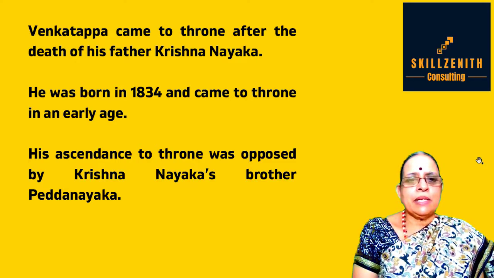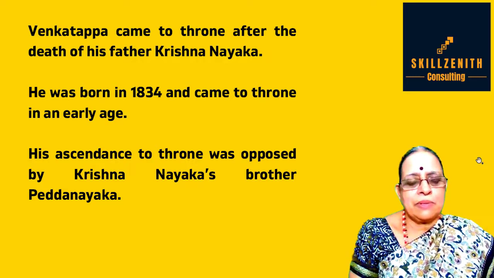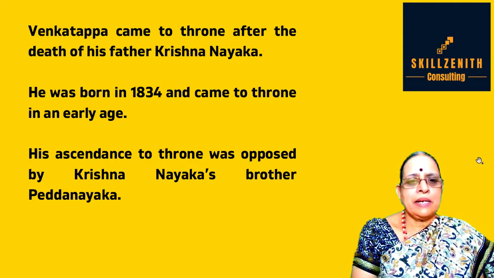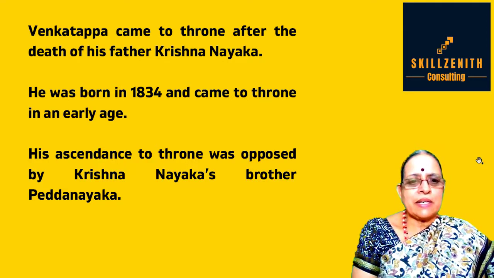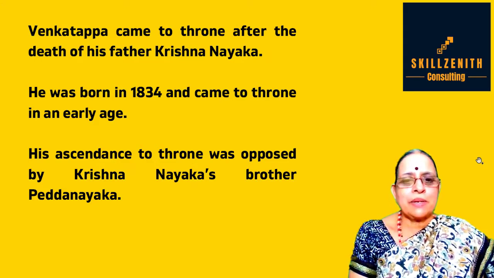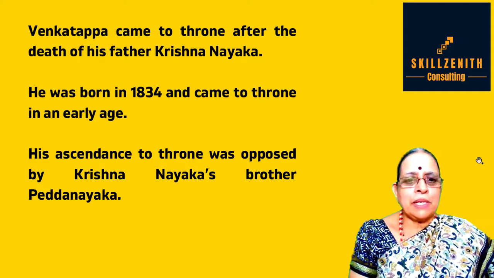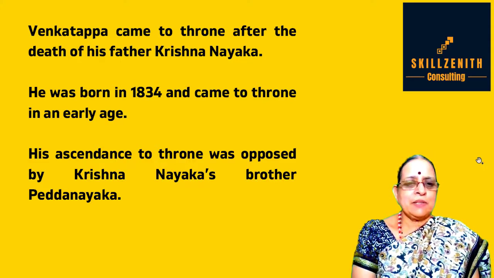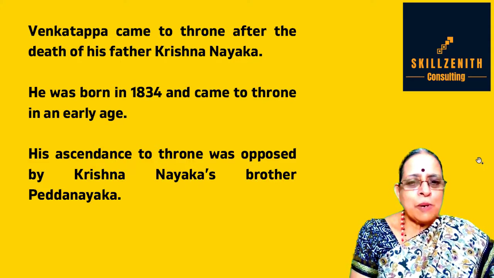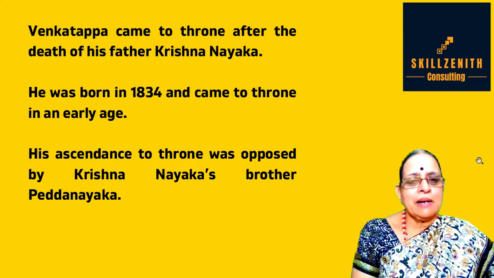He was born in the year 1834 and came to the throne at an early age. So he became a king at a very early age. His ascendance to the throne was opposed by Krishna Nayaka's brother, Pedda Nayaka. Krishna Nayaka's own brother opposed. Ascendance to the throne, what do you say, coming to the throne. So who opposed? His father's brother Pedda Nayaka opposed.